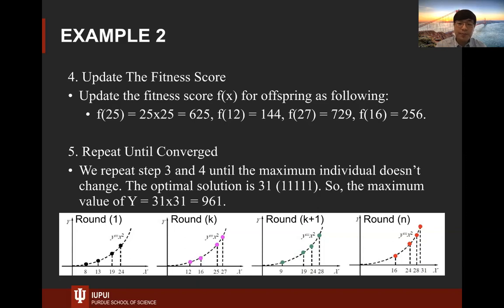It's very flexible. From this figure, we can see in the first round, we randomly generate 4 individuals, and then in upcoming rounds, you can see the number is approaching the optimal solution. By the end, the number has reached the optimal solution. So it's 31. The maximum value is 31 times 31, which is equal to 961. So in the next section, we will make a conclusion about this algorithm.